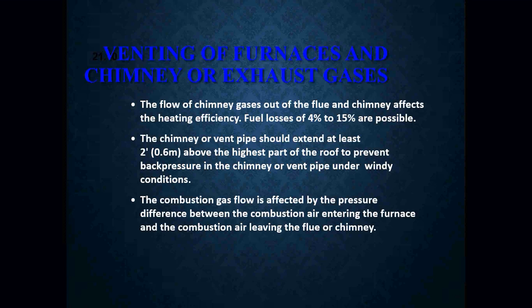The flow of chimney gases out of the flue and chimney affects the heating efficiency. Fuel losses of about 4 to 15% is actually possible on some of our furnaces. The chimney or vent pipe should extend at least 2 feet above the highest part of the roof to prevent back pressure in the chimney or vent pipe under windy conditions. If this is not followed, you will have a backdraft condition, or you may start seeing a lot of rollouts on your furnaces. So make sure that your chimney and vent pipes extend at least 2 feet above the highest part of the roof.